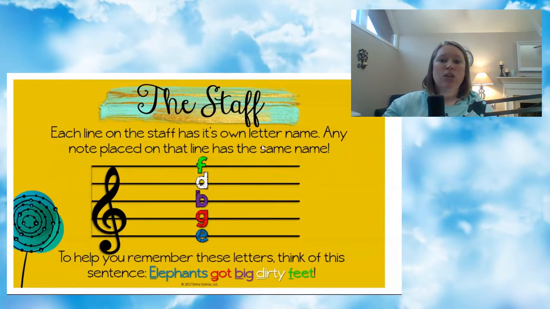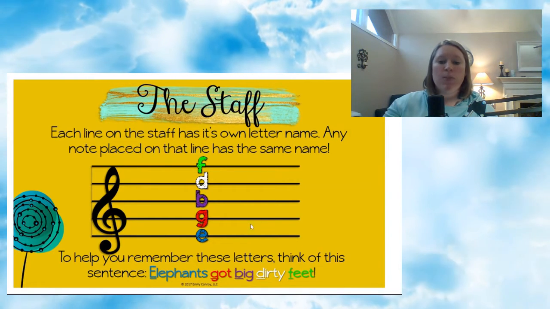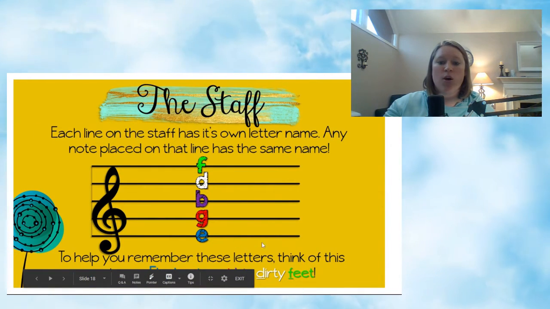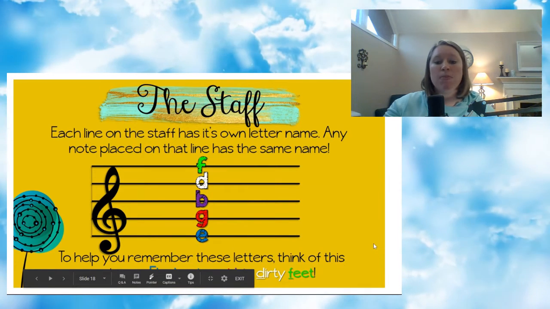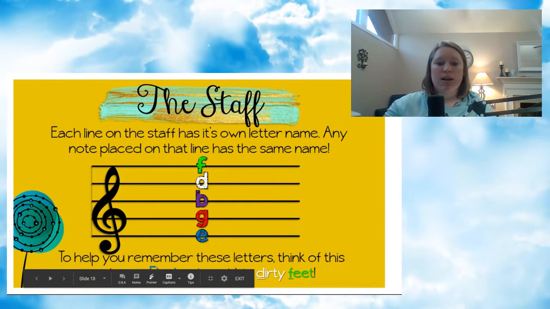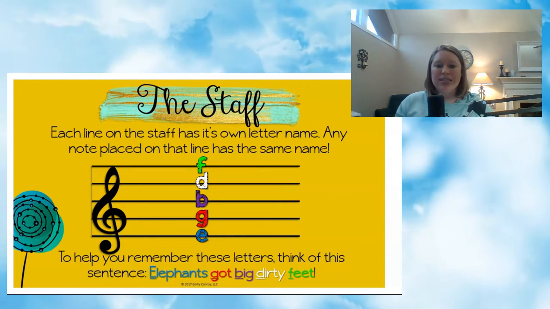Each line on the staff has its own letter name. Any note placed on that line has the same name. So if I put a note down here, on that E line, it would always be an E. To help you remember these letters, think of this sentence.